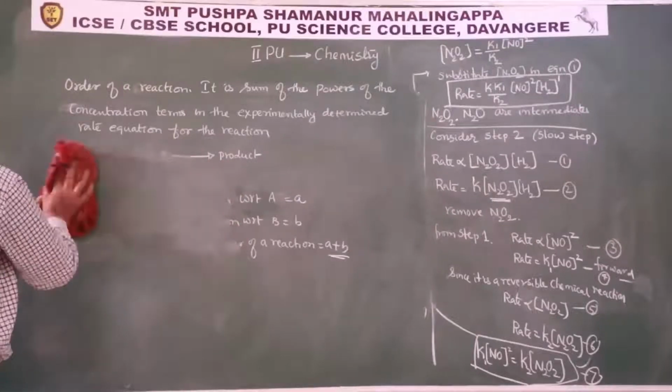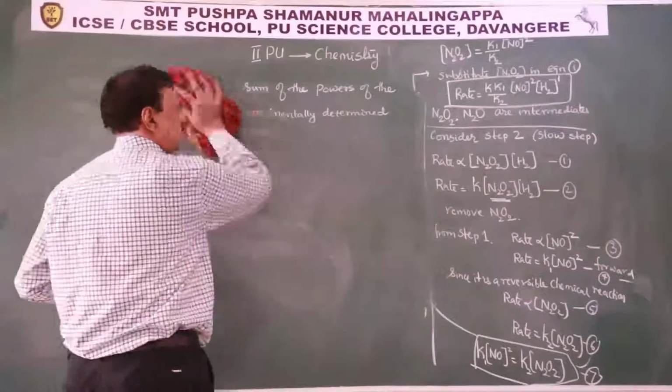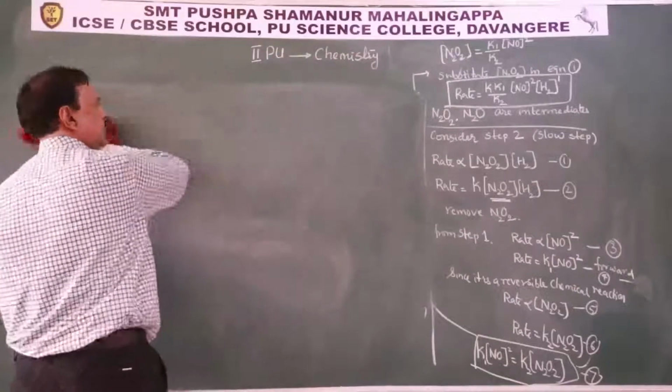Now, what is the difference between order and molecularity of the reaction? This is a very important question that was already mentioned.